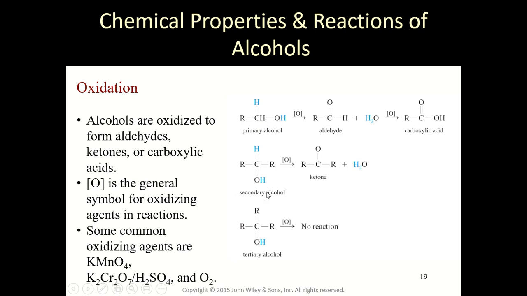Secondary alcohols, which is a carbon attached to two other carbons. And you can see how an aldehyde and a ketone are related. An aldehyde basically is a ketone, but it's on the end. That's why this first reaction can keep going. But a secondary alcohol can be oxidized into a ketone and then it stops. A tertiary alcohol will not be oxidized. It stays a tertiary alcohol.